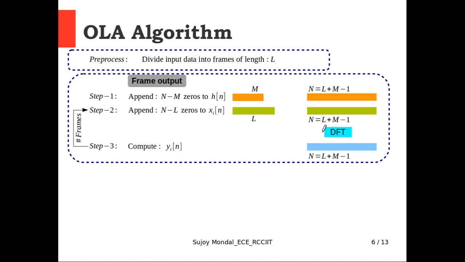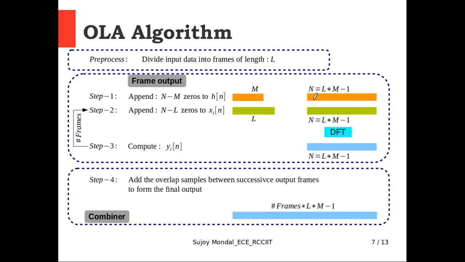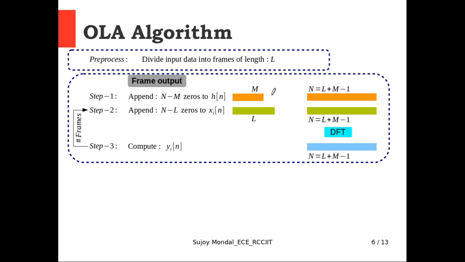Inputs are basically spectra. Spectrum of what? Spectrum of h(n) and spectrum of x_i(n). So h(n) actually has M samples, but it should be extended to N samples, because the final output should have N, because we know why this is. So we have to append zeros. How many zeros? N minus M zeros should be appended at the end.